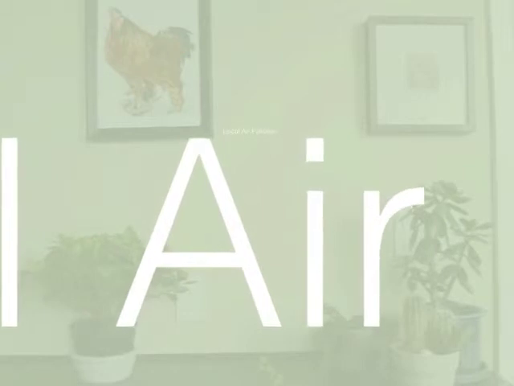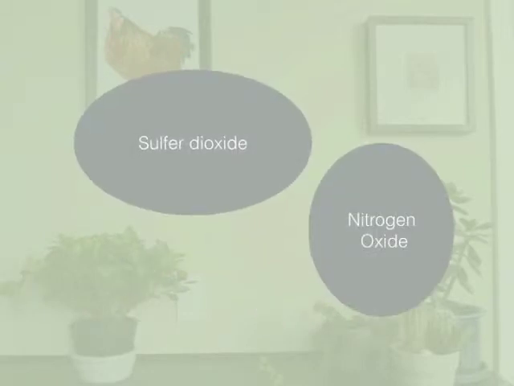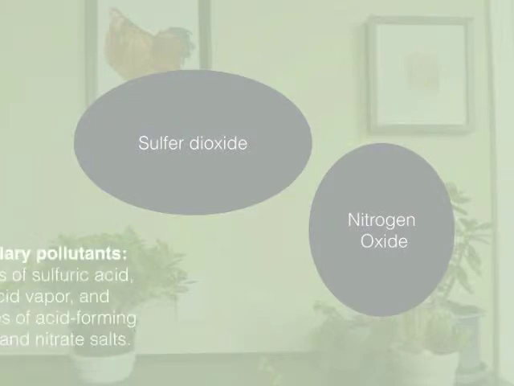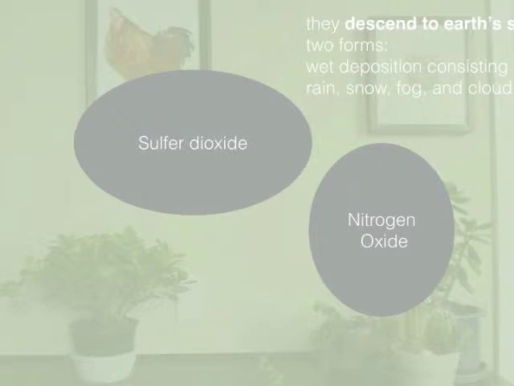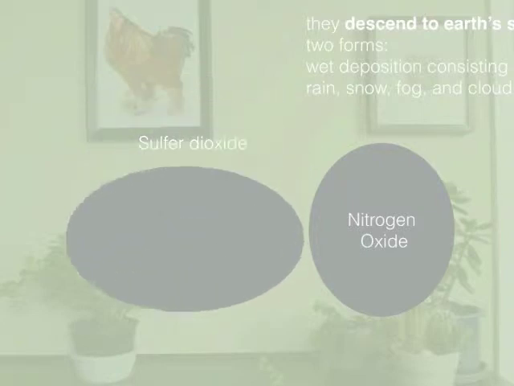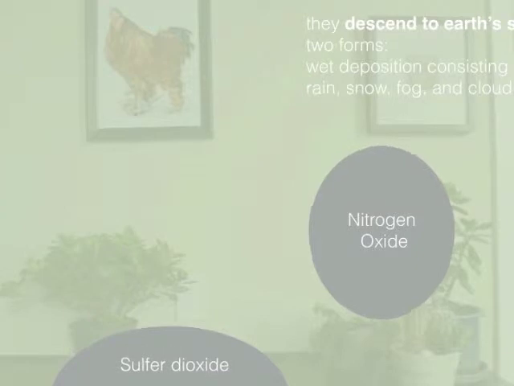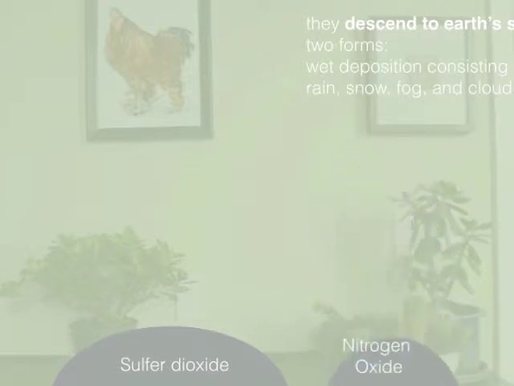The primary pollutants, sulfur dioxide and nitrogen oxides, emitted high into the troposphere may be transported as far as 1,000 kilometers by prevailing winds. During their trip, they form secondary pollutants such as droplets of sulfuric acid, nitric acid vapor, and particles of acid-forming sulfate and nitrate salts. Particles remain in the atmosphere for 2 to 14 days, depending mostly on prevailing winds, precipitation, and other weather patterns. During this period, they descend to Earth's surface in two forms: wet deposition, consisting of acidic rain, snow, fog, and cloud vapor.